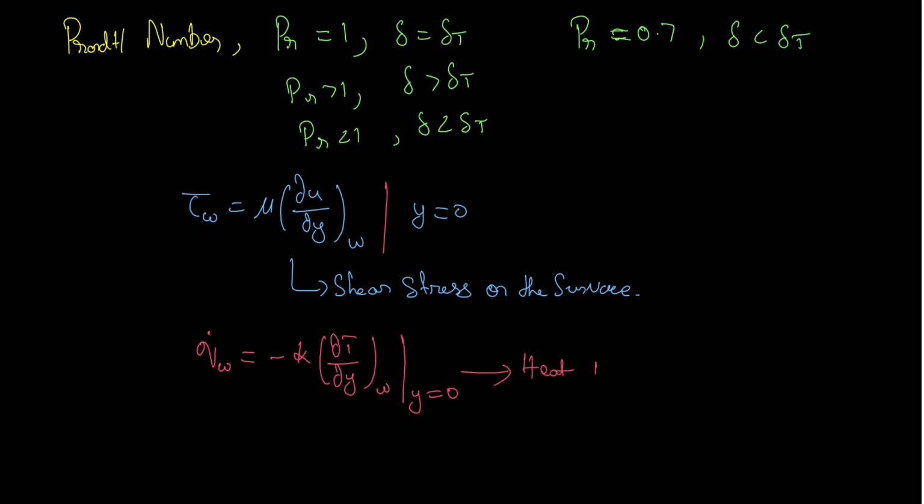This is a very important quantity that needs to be calculated when we go at hypersonics, because a huge amount of heat would be generated in those kinds of situations. And similar to delta and delta t, tau w is also a function of x, and so is the heat transfer, which is also a function of x, right?